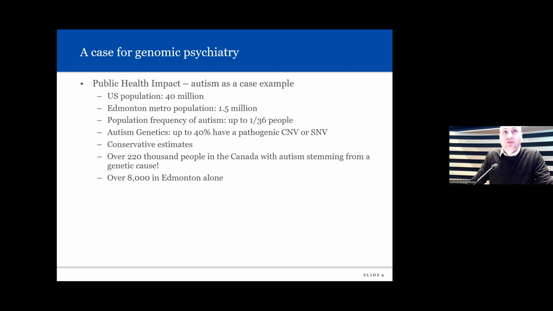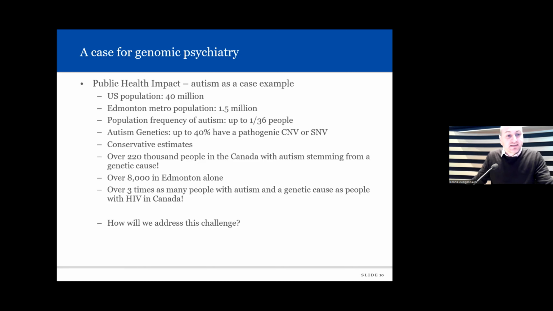So just think about those numbers for a minute, and then allow me to put that into perspective, which is that there could be 3 times as many people with autism because of a genetic cause as there are people with HIV in Canada. So just think about the allocation of research and clinical and educational resources for something like HIV care. And now think about an equally sized population that is remaining mostly invisible because we are not necessarily doing the best job at doing genetic testing to identify those cases. So how are we going to address this challenge?